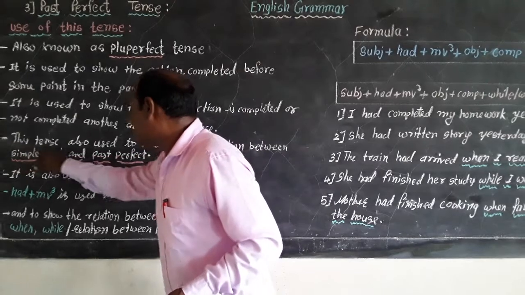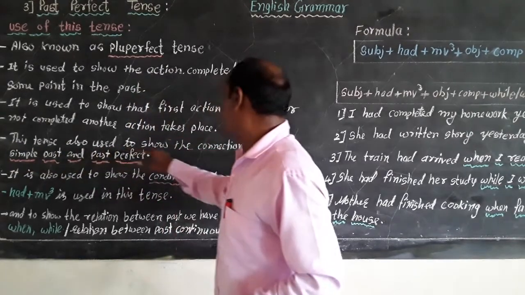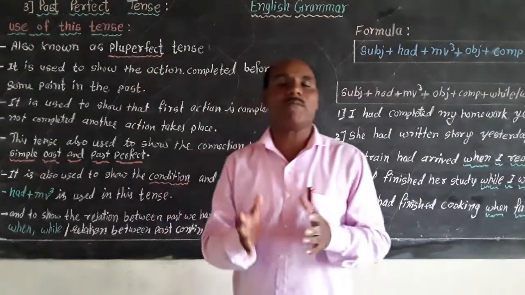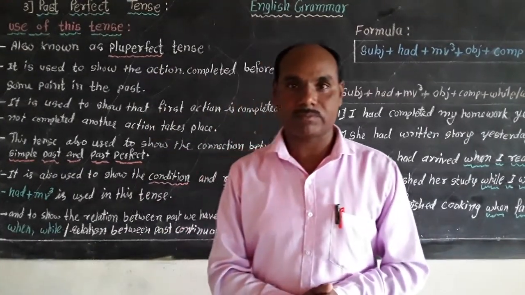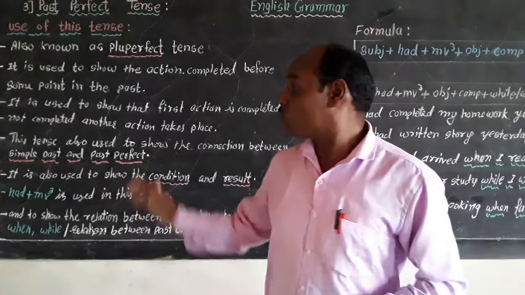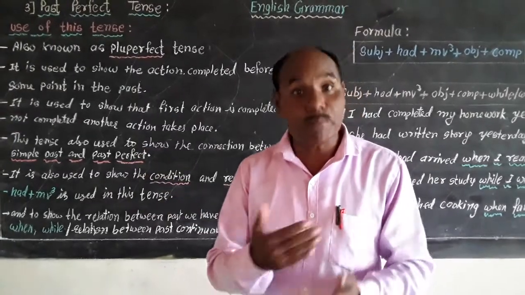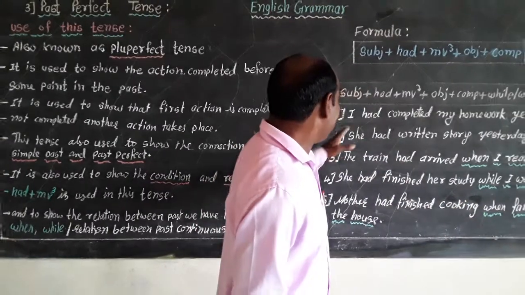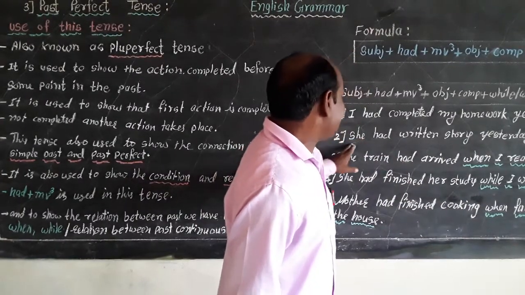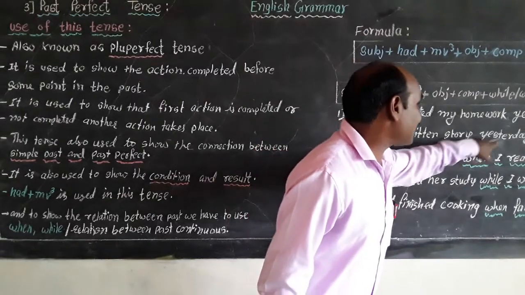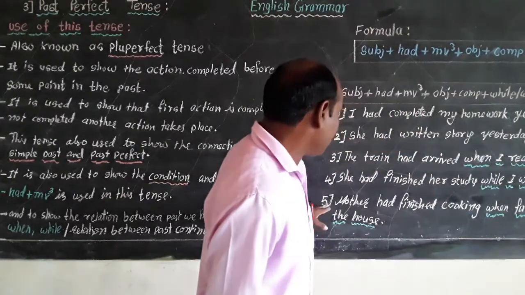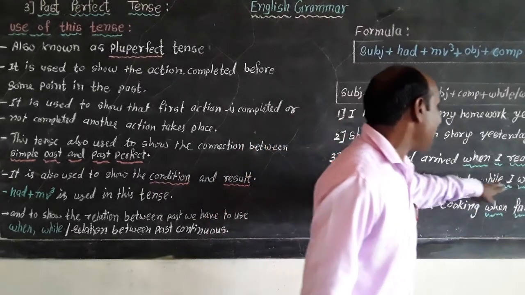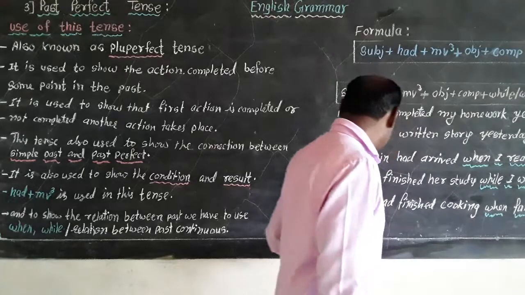Next, this tense is also used to show the connection between simple past and past perfect. The example of this is: she had written a story yesterday in the morning. That is a simple example. Example B: she had finished her study while I was studying. This is different.